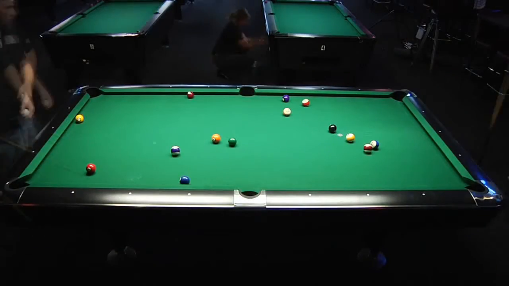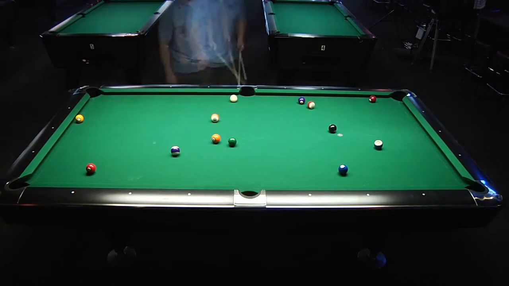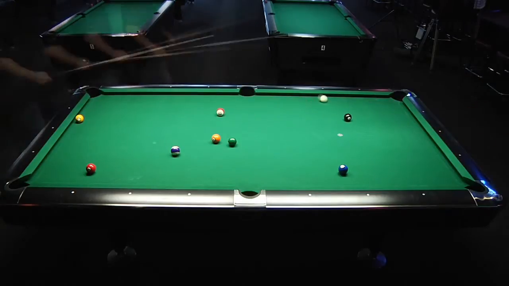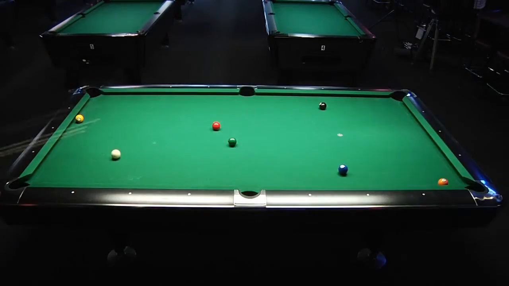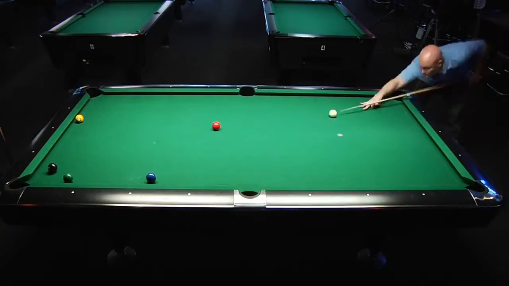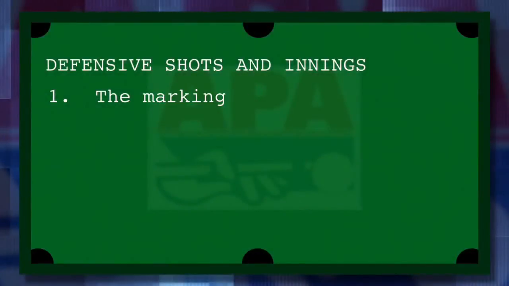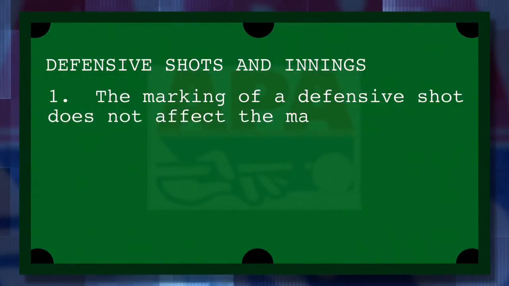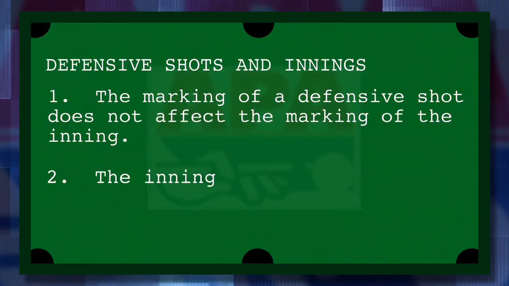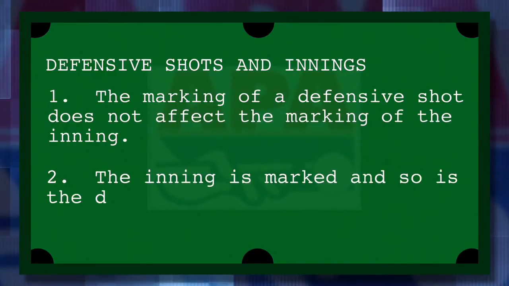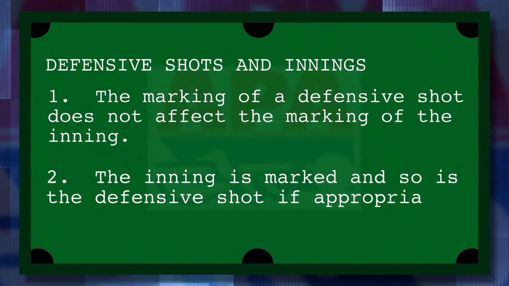By carefully marking intentionally missed shots, you are not only keeping score properly, you are also helping to ensure the accuracy of the skill levels of the other players in your division. Note, the marking of a defensive shot does not affect the marking of the inning. In other words, the inning is marked and so is the defensive shot, if appropriate.